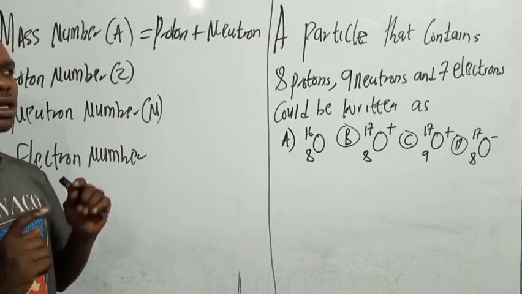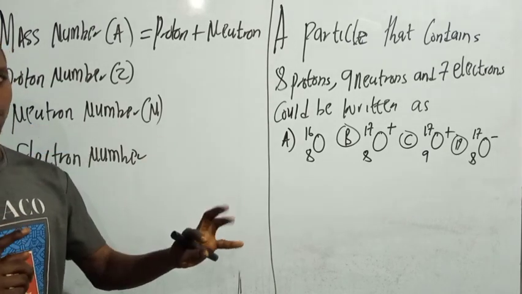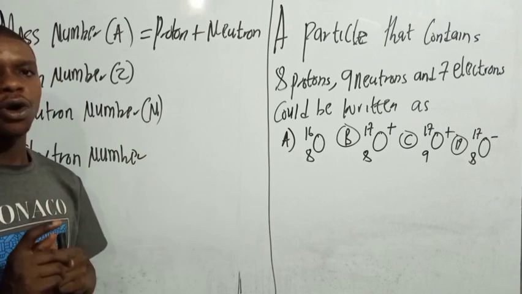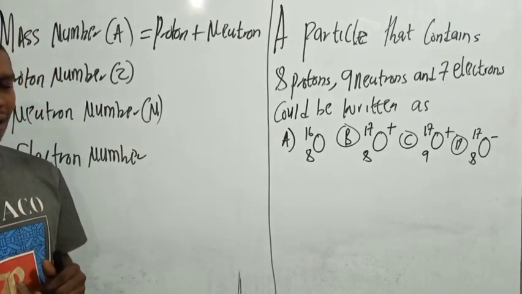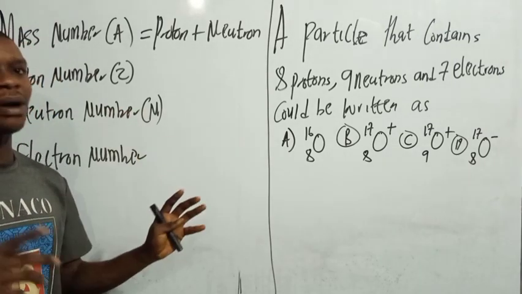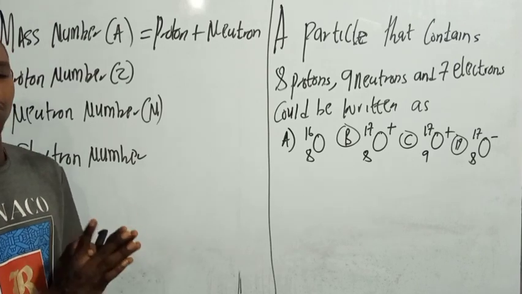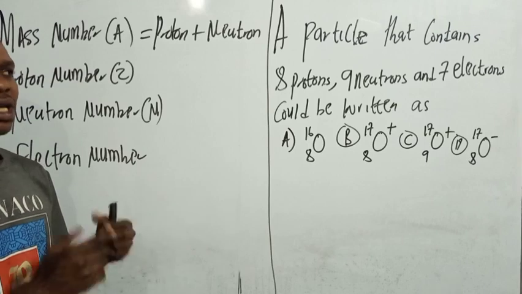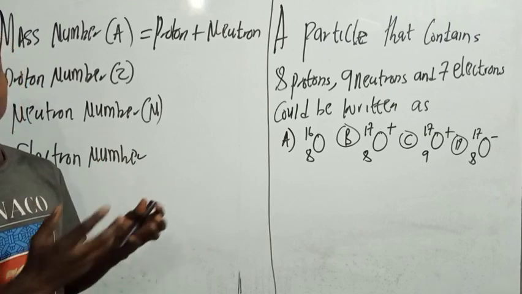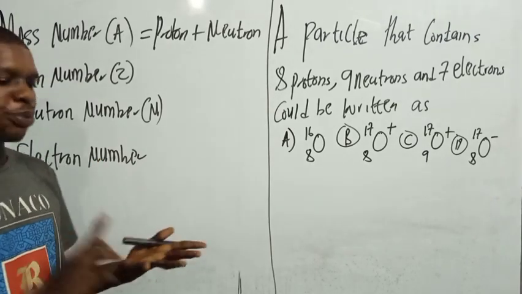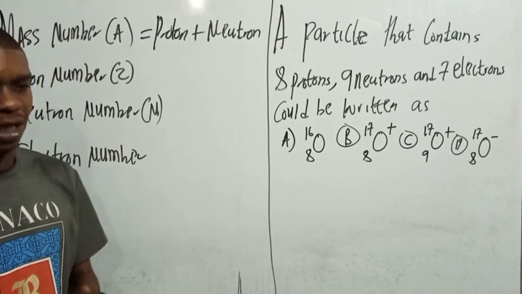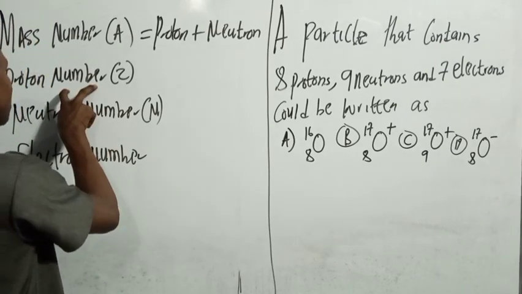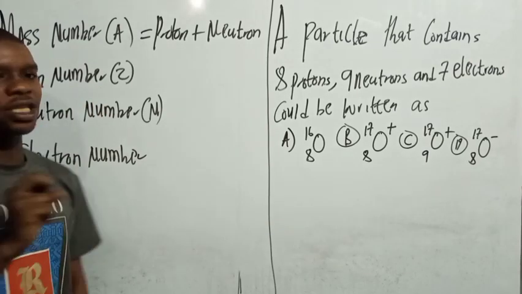But understand that proton is a positively charged particle, while electron is a negatively charged particle. So plus 5 and minus 5 will give you 0. That is what makes the atom neutral. So whenever an element or an atom is neutral, it means that the proton number and the electron number are equal.